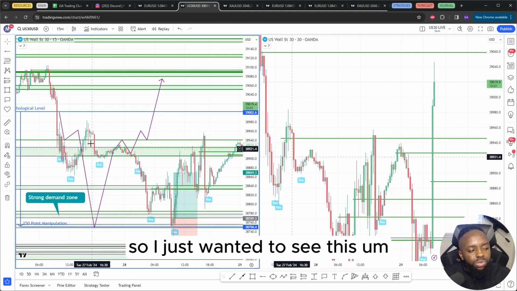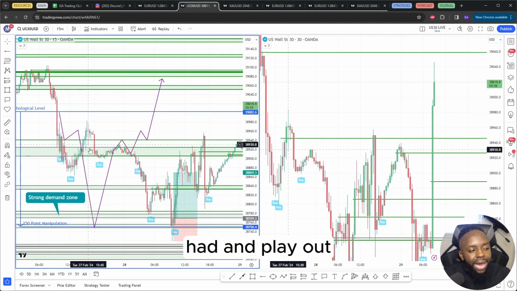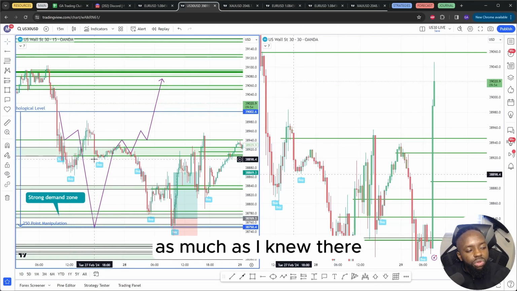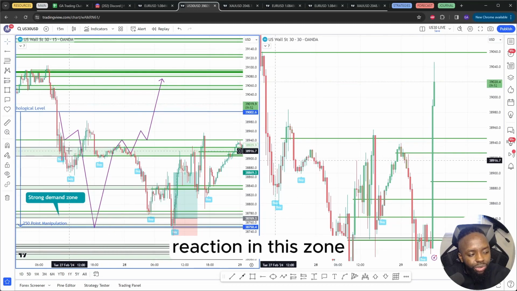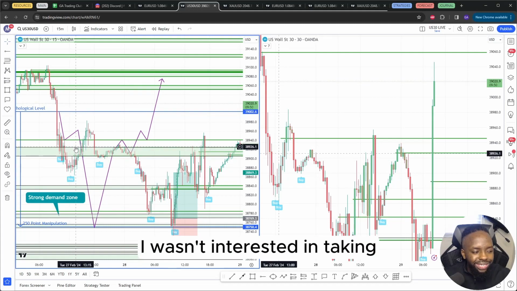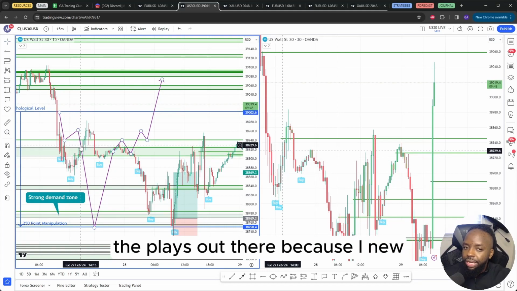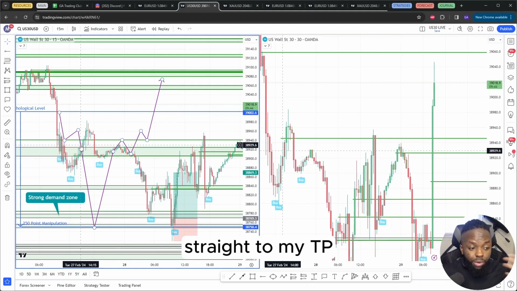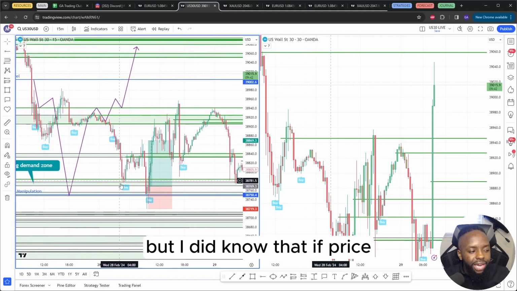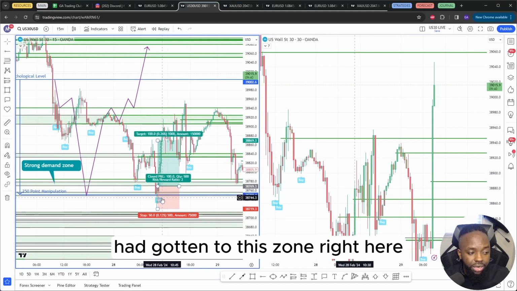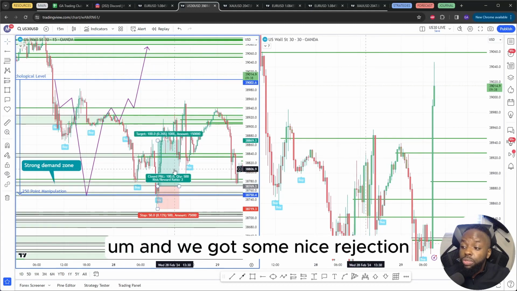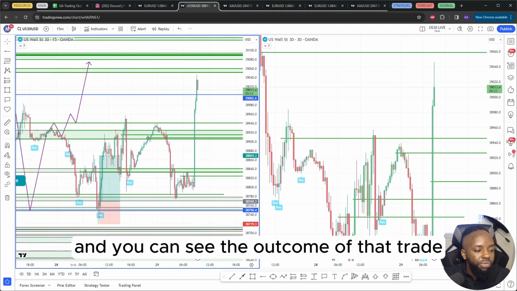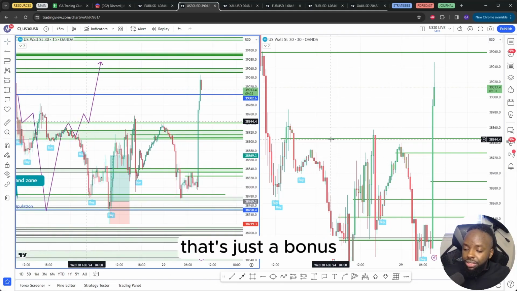I just wanted to see this pattern play out. I really wasn't looking to take entries here, as much as I knew there was going to be some sort of price reaction in this zone. I wasn't interested in taking the plays out there, because I did not anticipate them to go straight to my TP. But I did know that if price had gotten to this zone right here, and we got some nice rejection, that would go straight to my take profit, and you can see the outcome of that trade. But anyway, that's just a bonus.